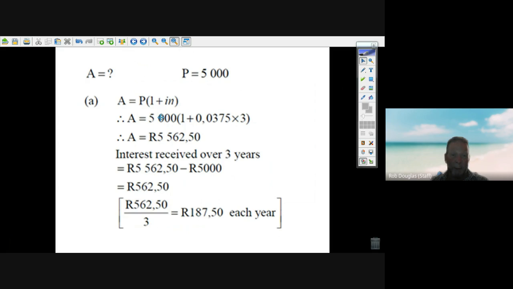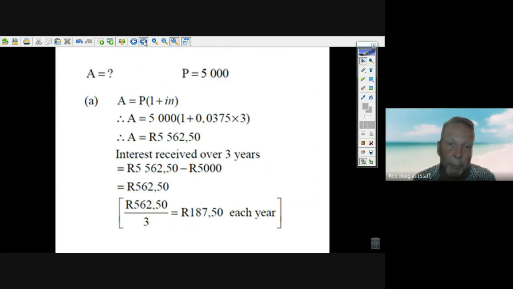P stands for the money you invest, A stands for the amount you finish with, I stands for the interest rate, which is just take the interest rate and divide by 100, and N stands for how many years. Just put it in your calculator. That's how much money you'll end up with. The interest you just subtract from the money you started with, and that's how much interest you made in those 3 years. Your interest per year is 187.50.